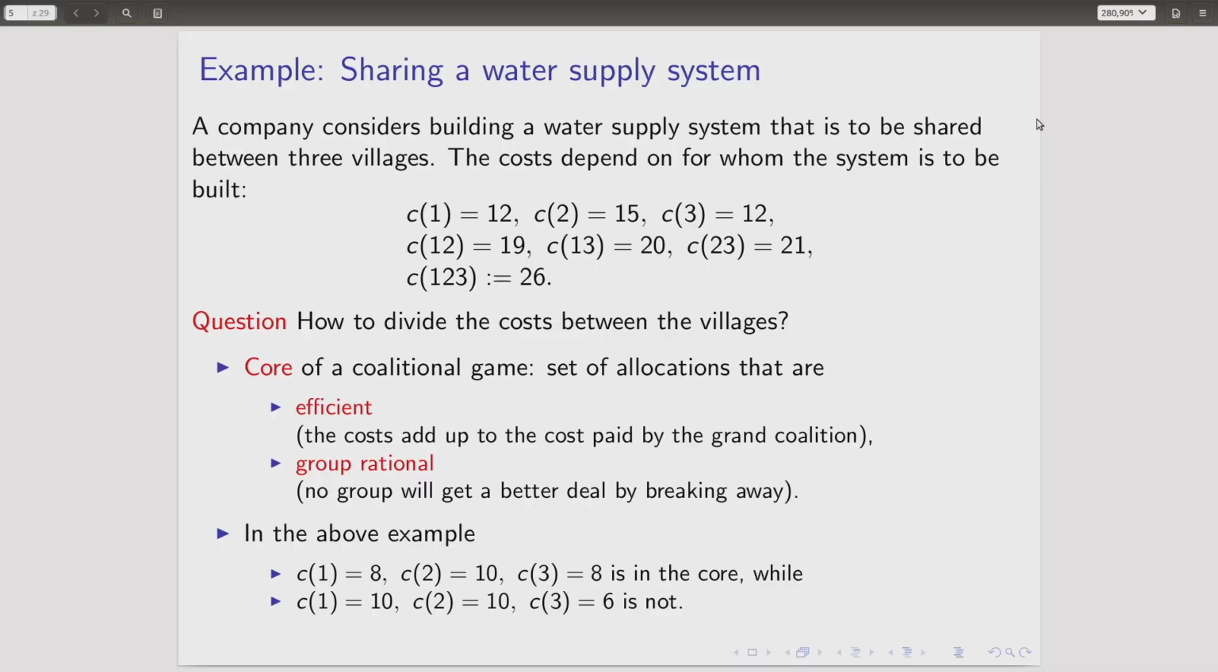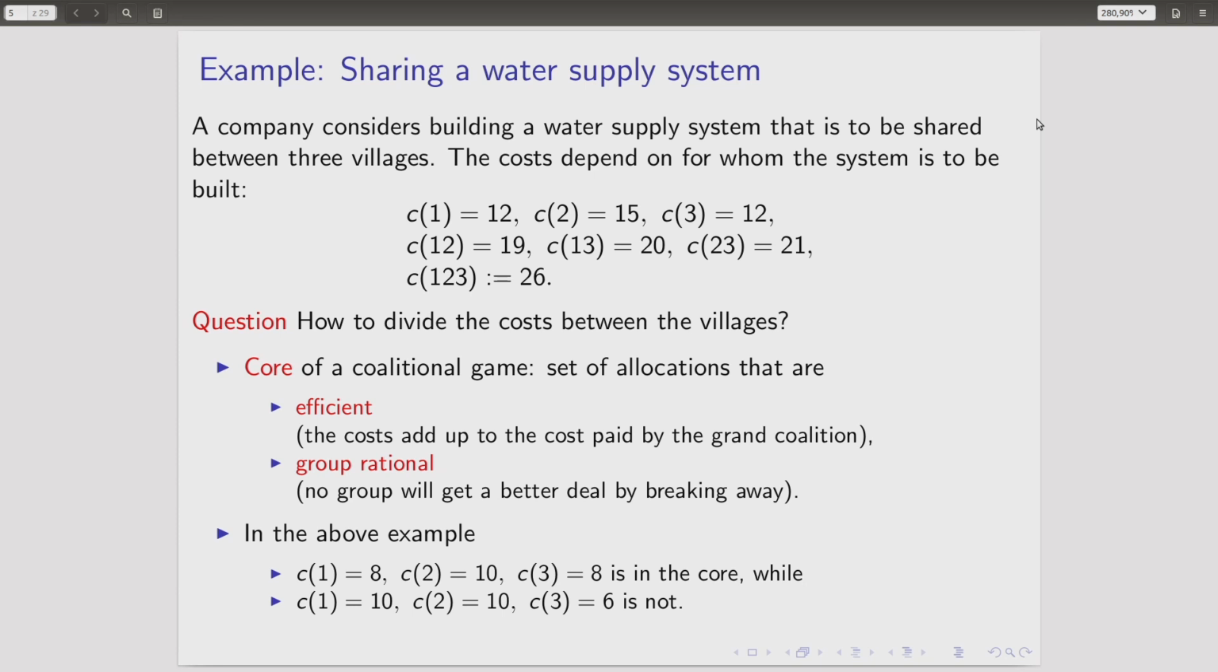Because villages 1 and 2 could get together and they could say, let's see, if we don't go with village 3, and decide to go only by ourselves, then shall we get a better deal? Well, the answer is no, because if you add 8 and 10, you get 18. But if they only decided to get connected, ignoring this third village, they would have to pay 19. So for them, there is no reason to go separate. And you can check that this is the case for any other group or coalition. And this way, you know that this scheme makes sense.